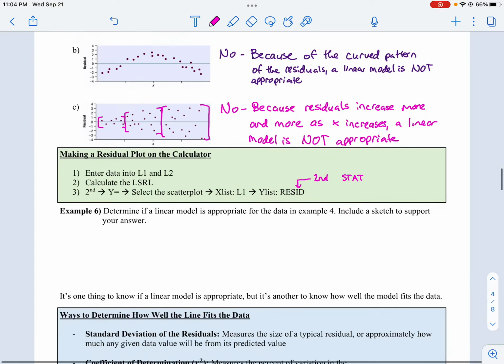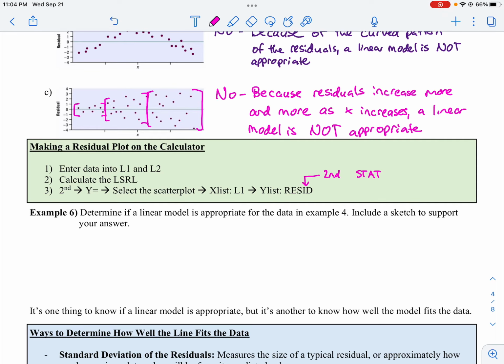Okay. So that's exactly what question 6 here is asking. Determine if a linear model is appropriate for the data in example 4. Include a sketch to support your answer. Okay, so for a residual plot, we just make our T. This is residuals.